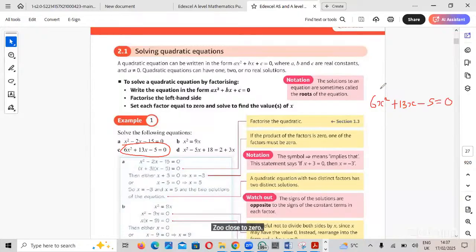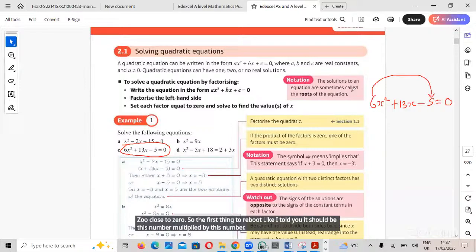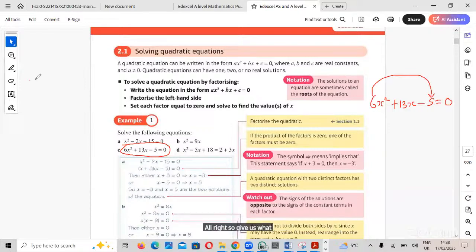So the first thing to do, like I told you, is this number multiplied by this number. So give us what? 6 times minus 5, that is minus 10. Am I correct? Yeah, minus 30, sir. Minus 30. Then you now think of two numbers. When you multiply them together, it's minus 30. That's condition 1. Condition 2, when you add them together, it will give you 13. Somebody tell me the numbers. 15 and minus 2.